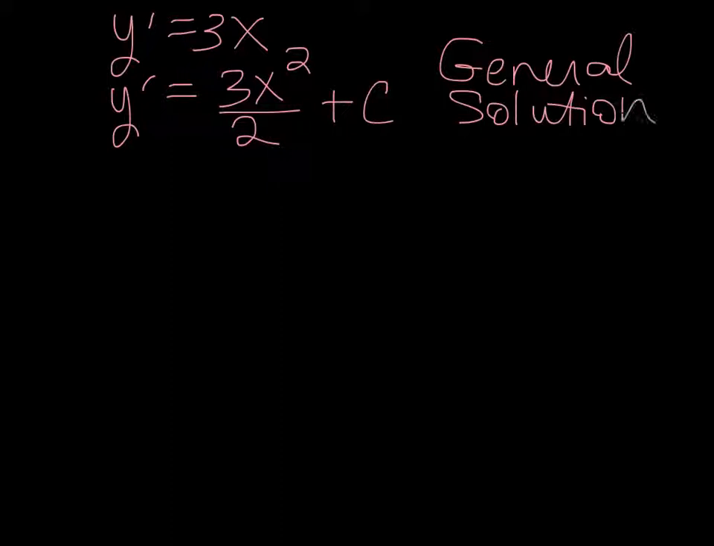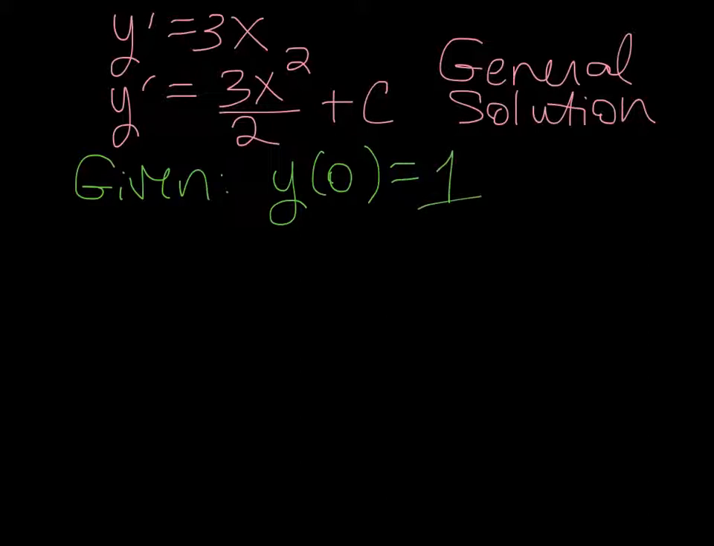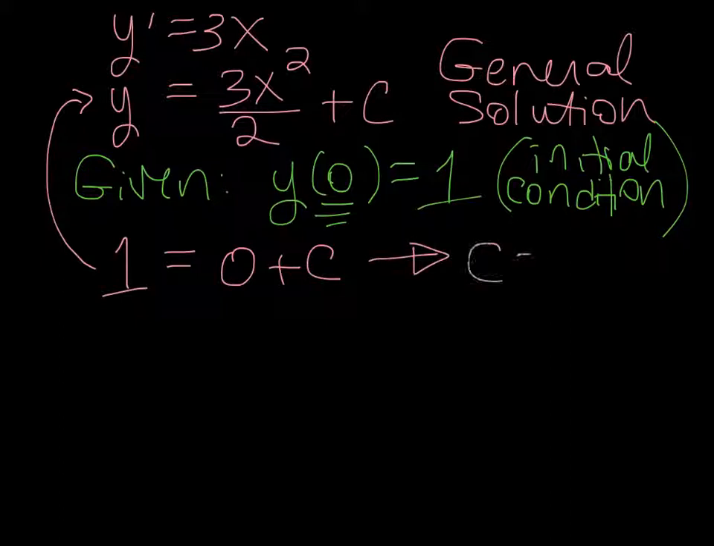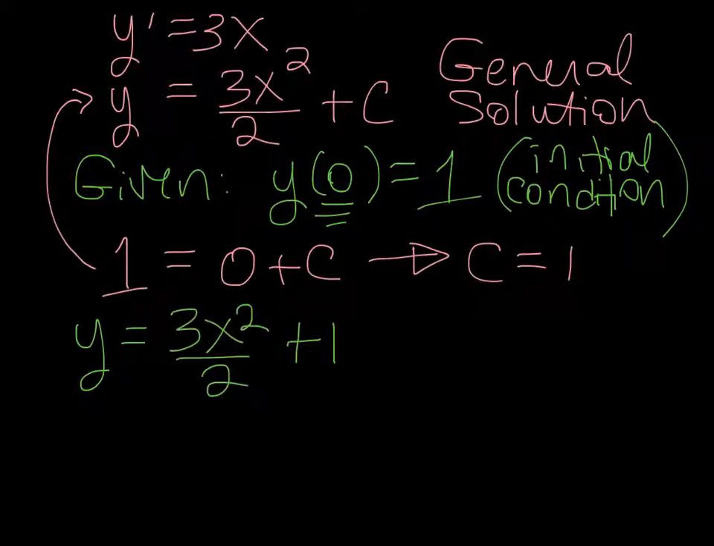And if I was given a little bit more information, such as the value of y when x is 0 is equal to 1, that's called an initial condition. It's called an initial condition because I'm giving you the value of y when x is 0, although we do generally call any one particular point that you're given an initial condition. But we can plug that in now. Plug that into here, and we get, I'm sorry, this should say just y is equal to 3x squared over 2 plus c. We plug in our initial condition, and we get 1 is equal to 0 plus c, or c is equal to 1. And now we have y is equal to 3x squared over 2 plus 1, and that is called our particular solution.